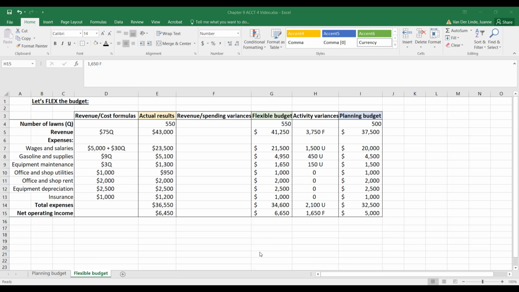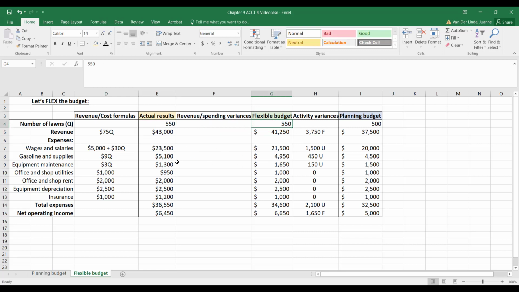All right, now that we've completed our activity variances by comparing the flexible budget to the planning budget, we're going to compare the actual results to the flexible budget. So when you compare actual to flexible, that's when you're finding your revenue and spending variances. These variances have nothing to do with changes in activity because we're using the same level of activity.